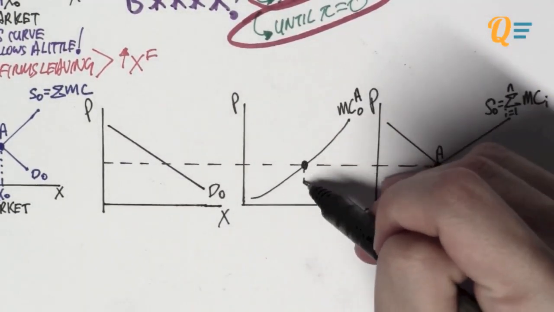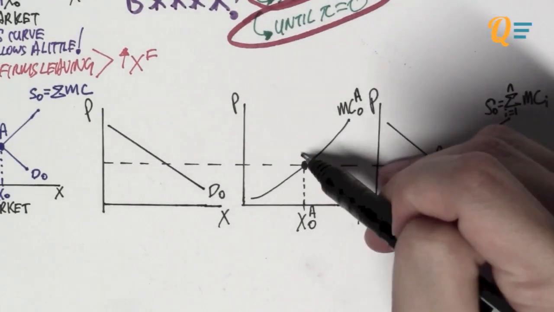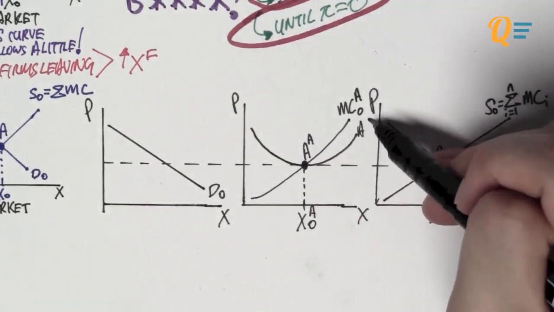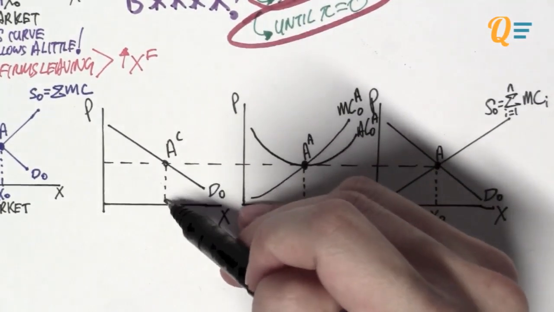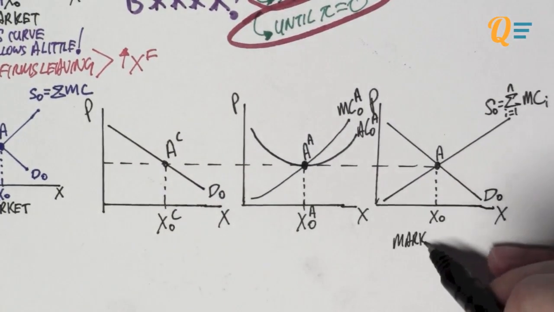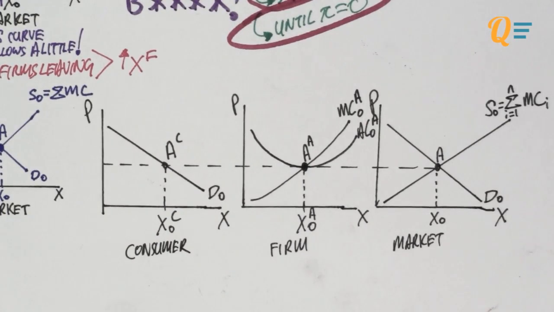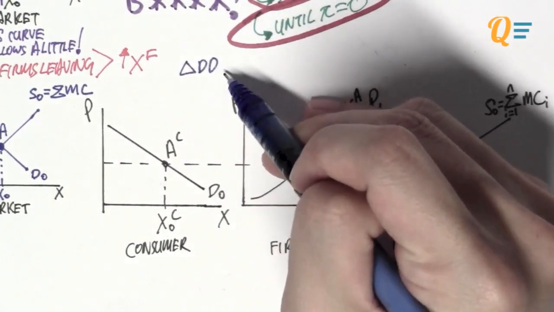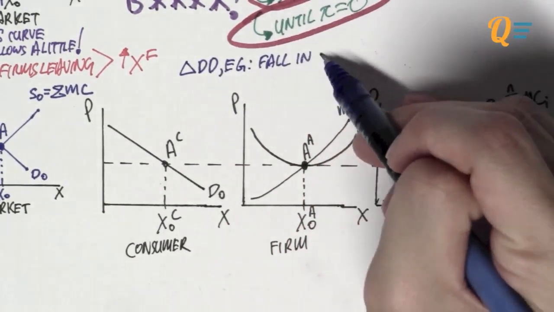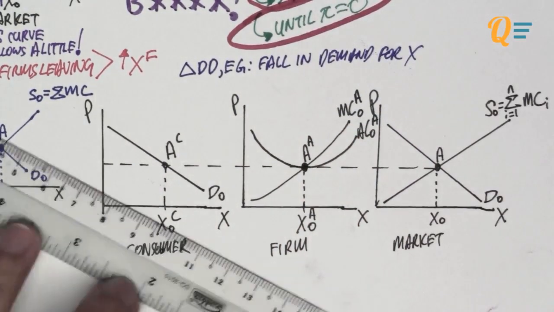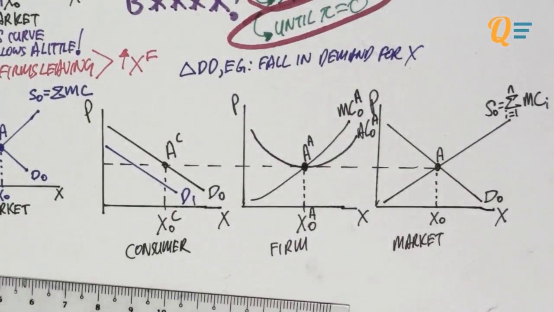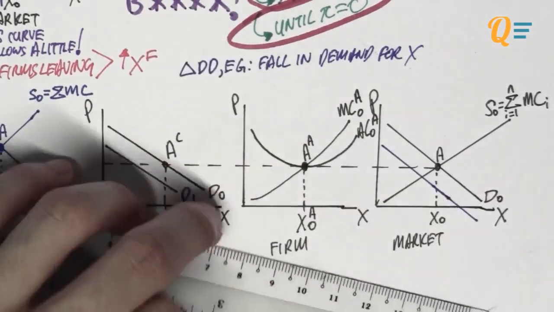Again, the firms are making zero profits at this point A, superscript A over here. This is our initial equilibrium. Just remember to label all your graphs and all your lines correctly. So the scenario that I'm going to assume is that there's a change in demand. Let's say that there's a fall in demand for good X. So obviously the demand curve is going to shift to the left.